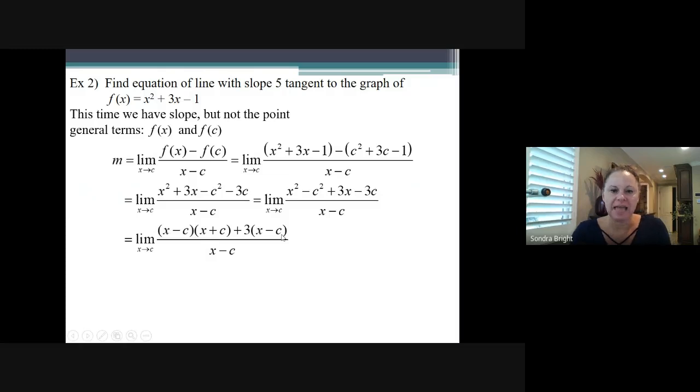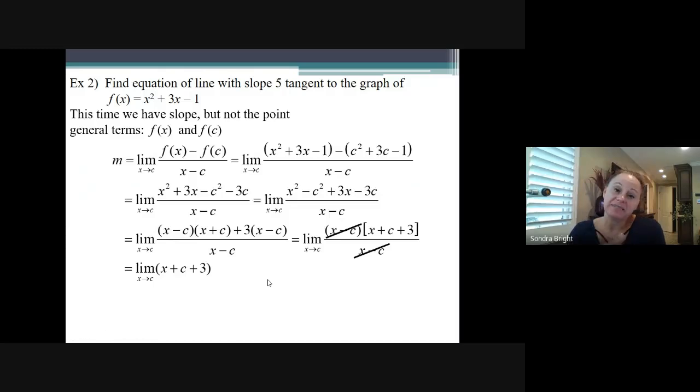So I've got that, and then what I really want to do is cancel this x minus c. Well, the first term has an x minus c factor, and so does the second term. So I'm going to factor out that x minus c from both of these terms. And when you do, you'd be left with this x plus c and then plus 3. So that's what I did here. Factored out the x minus c, and you're left with x plus c plus 3. And now the x minus c's will cancel. Nice.